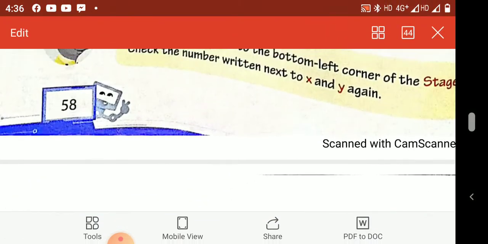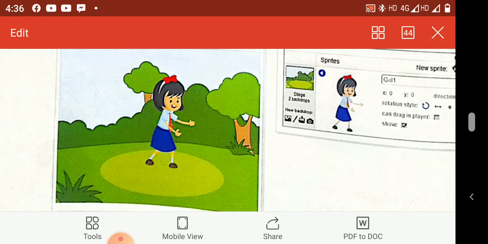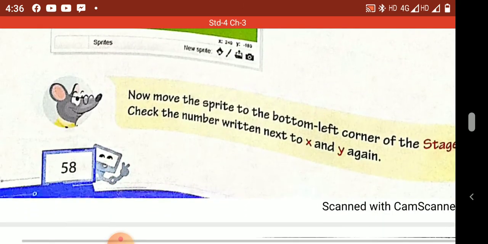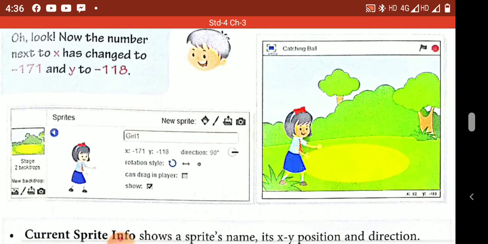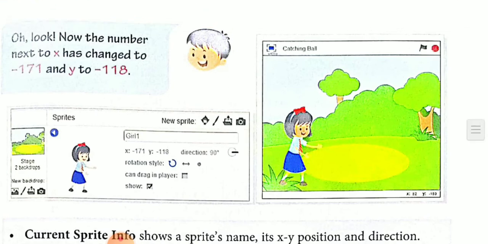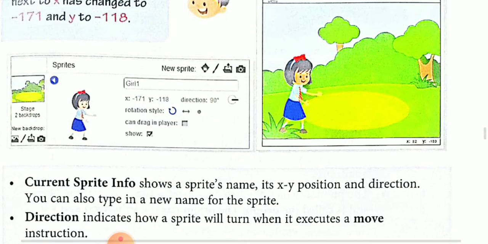First of all, you have the sprite in the center of the stage, and look at the second picture, your sprite will be coming to the left corner of the stage. Now, the current sprite information. So a sprite's name. Here you can easily see girl 1. It is your sprite name. Its x and y position and direction are also in the sprite information.